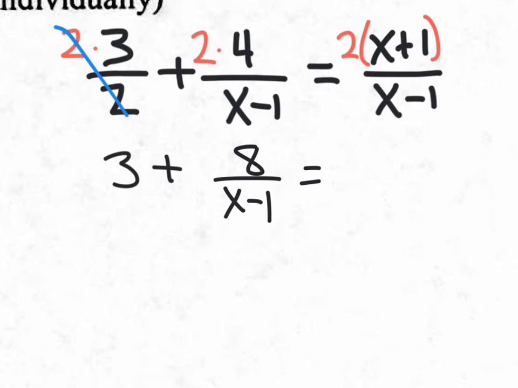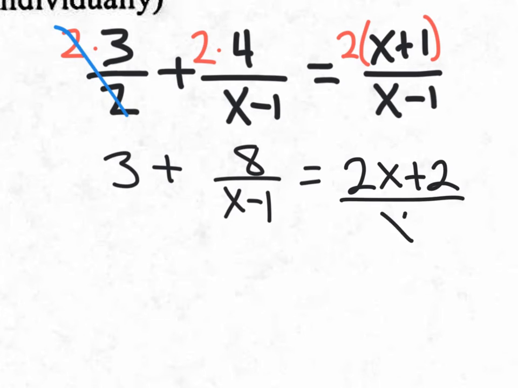We only got rid of the 3 halves. It's now just a regular 3. And the final part over here, 2 times x and 2 times 1. And you end up with 2x plus 2. So that's still over x minus 1. So we got rid of one fraction. Now we need to get rid of the other fractions by multiplying everything by the denominator x minus 1. So I'm going to put an x minus 1 right next to every single term.